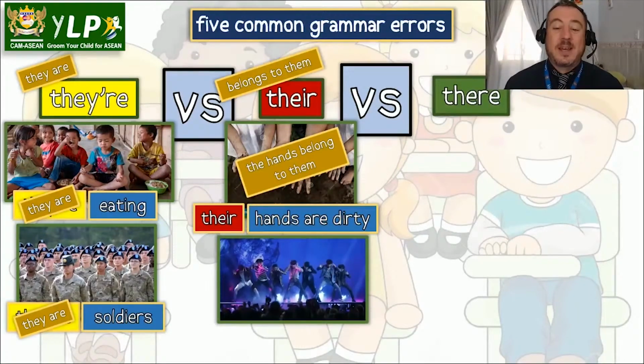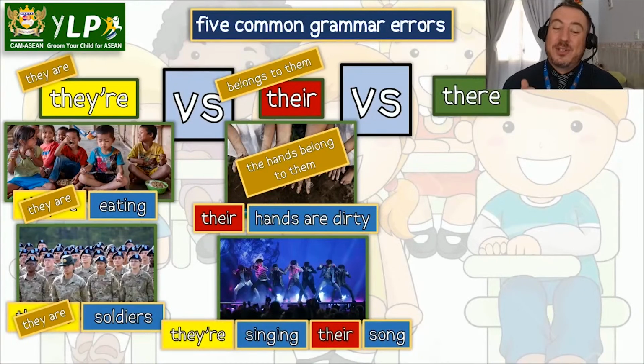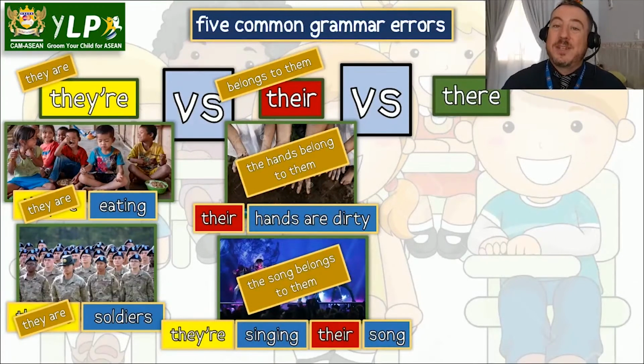Okay, or this one here. Does anyone know this pop group? I think many people know this. I think that's BTS. Now, look in this sentence here. We're using 2 types of their. We're using the yellow there, meaning they are, and we're using the red there as well. They're singing their song. They are singing their song. And we're using their to say that the song belongs to them. The song is theirs.